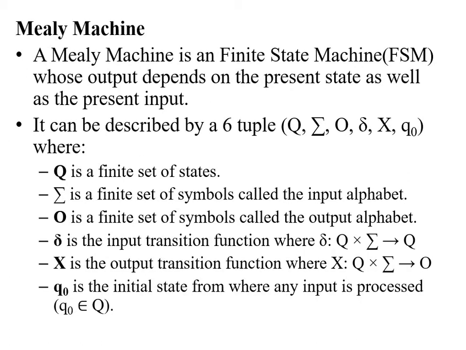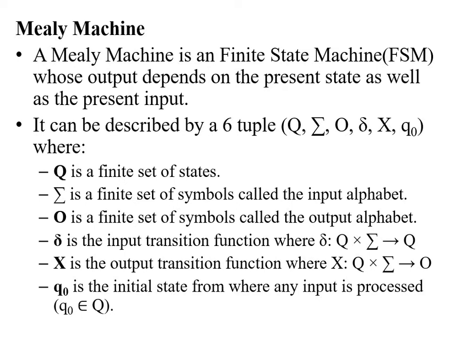What is a Mealy Machine? A Mealy Machine is a finite state machine whose output depends on the present state as well as the present input. It can be described by 6 tuples. Q is a finite set of states. Sigma is a finite set of symbols called the input alphabet. O is a finite set of symbols called the output alphabet.